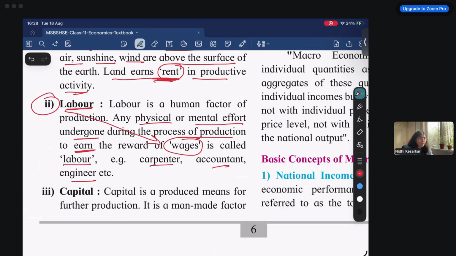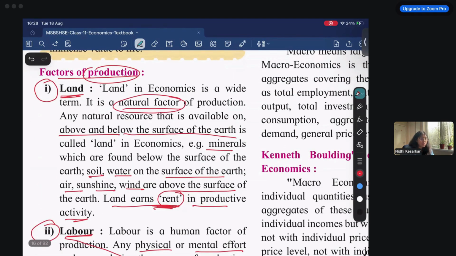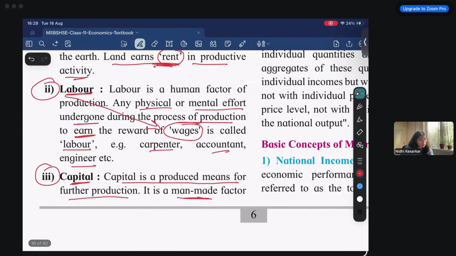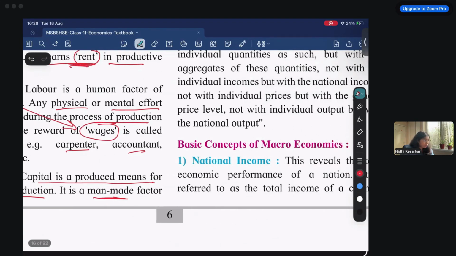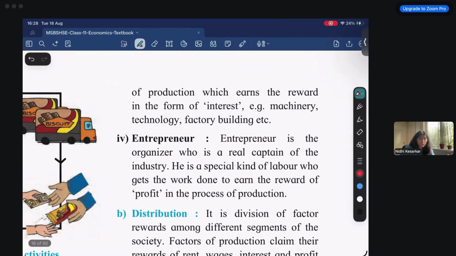The third factor of production is capital. Capital essentially means machinery or money. Capital is produced means for further production, meaning when you have capital, you can produce further. It is a man made factor, it is not a natural factor, like land was a natural factor. But is capital a man made factor? Yes. Is it a natural factor? No. So we are still doing capital.